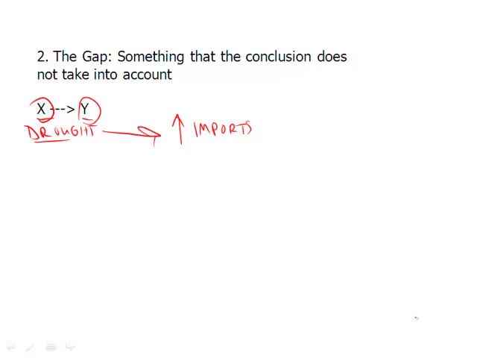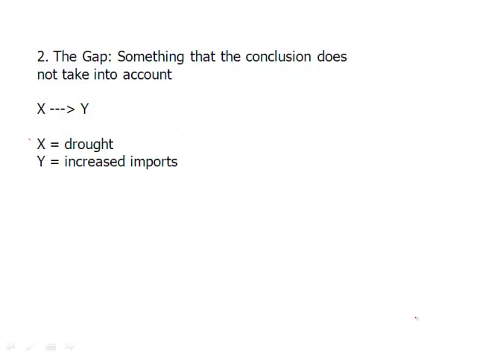Now, the gap is, well, wait a second. What if something else caused the imports to go up? What if there is another cause? And therefore, the argument makes this leap, and it's jumping over a chasm, and that's why I call it the gap. But there could definitely be something else. And that something else is called the Z. The Z is this other factor that we need to identify. Something else caused the increase in imports.